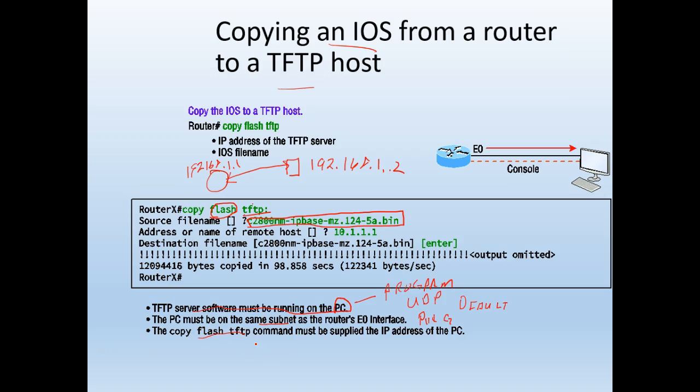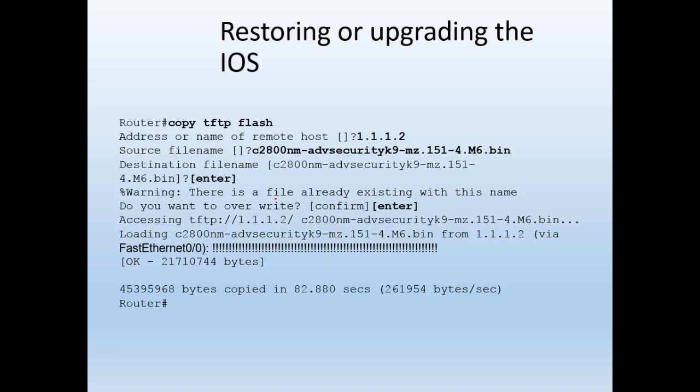If we're going the other way, copy TFTP flash. And then it will be a process. It's going to ask you what the name of the source is, and the name of the destination, those sorts of things. And here's the other way around: copy TFTP flash.